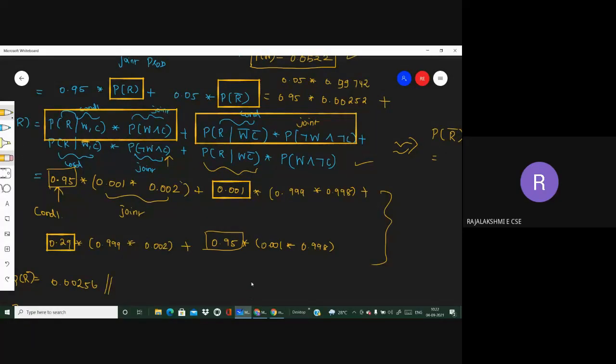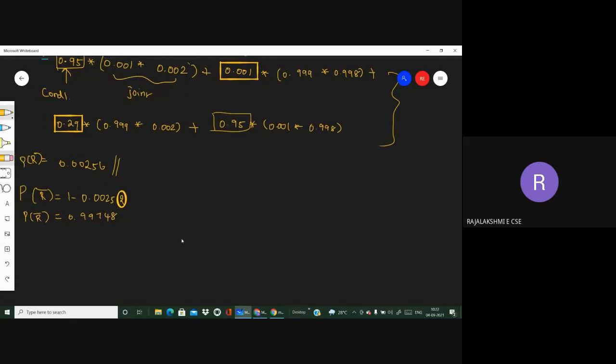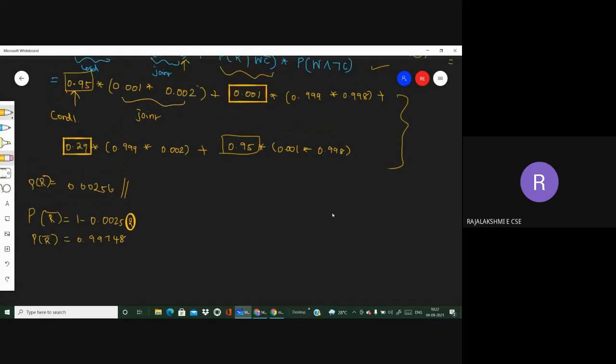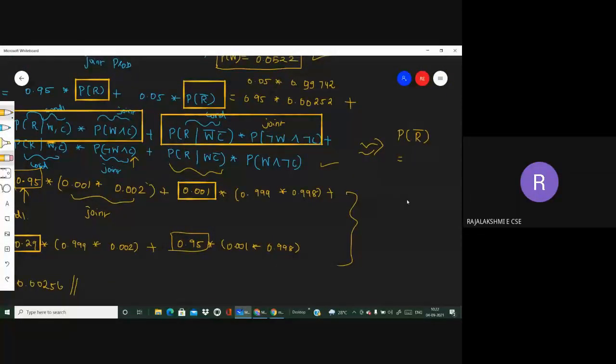Are you getting this answer, called 0.99748? Check whether it comes. Definitely it will come. Okay, right? The modification is clear.